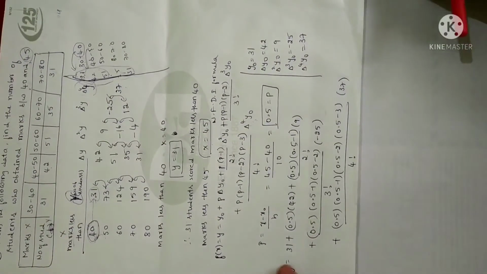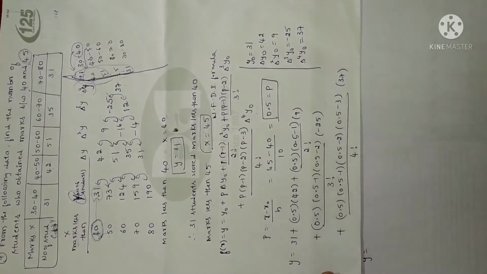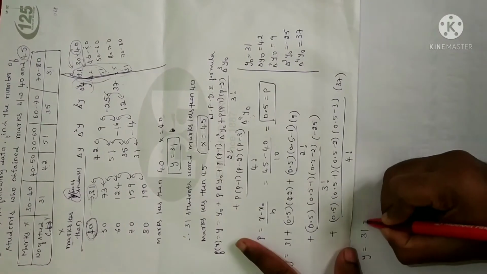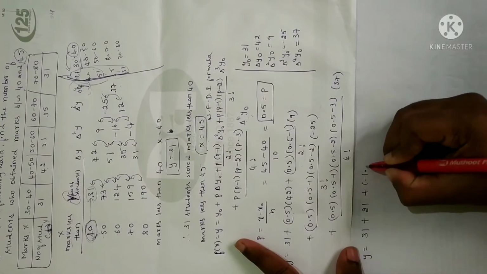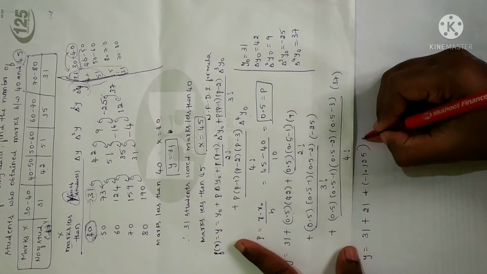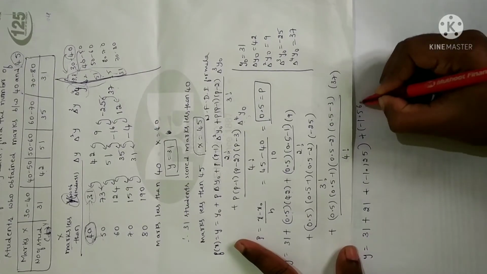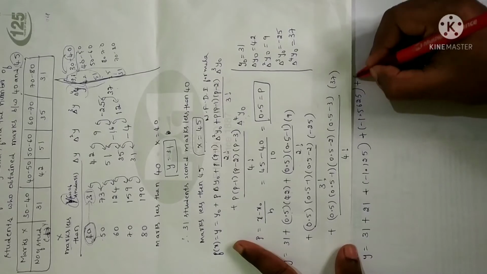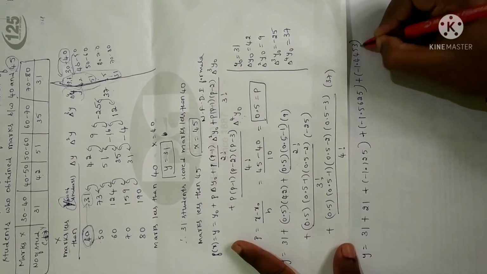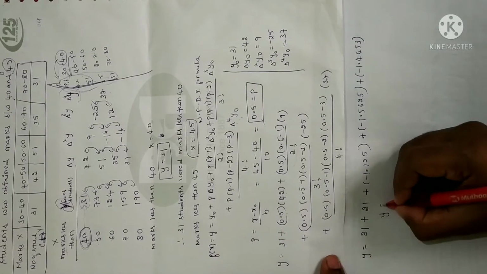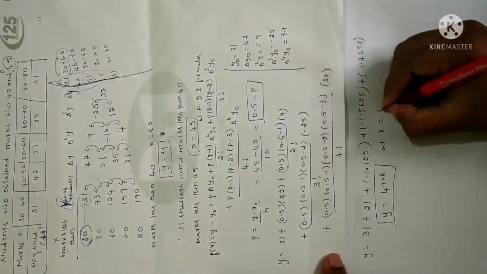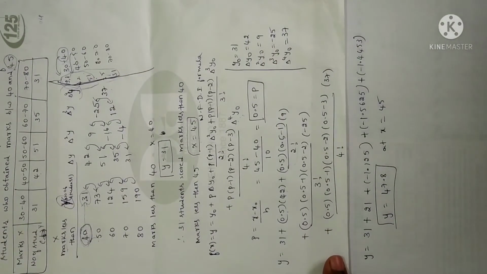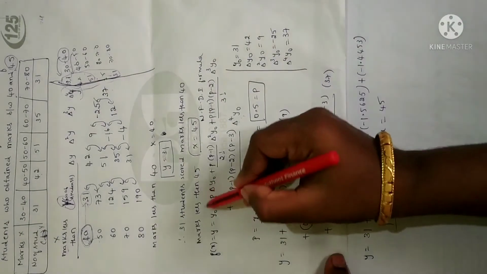Now we need to simplify this. As usual, use the calculator as I already explained clearly in a previous problem. Please go through that. The first term is 31 plus 0.5 into 42, which is 21. Now if you simplify the next term, you will get minus 1.125. Simplify this term, you will get plus 1.5625. Similarly, for the last term you will get minus 1.4453. So once you simplify all these expressions, you will get the y value as 47.8 at x equal to 45. Fine. So this is none other than the number of students who obtain marks less than 45.